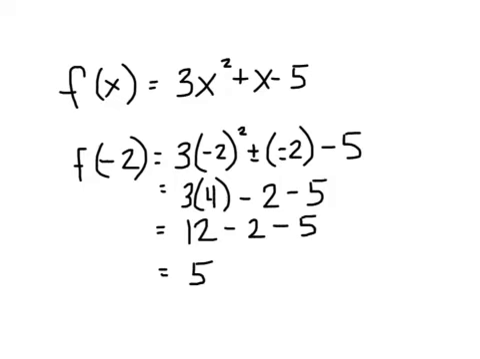So in this case, part of the domain would be negative 2, because that's the number I put in. And part of the range would be 5, because that's the number I get out.